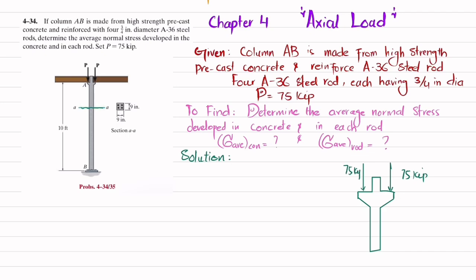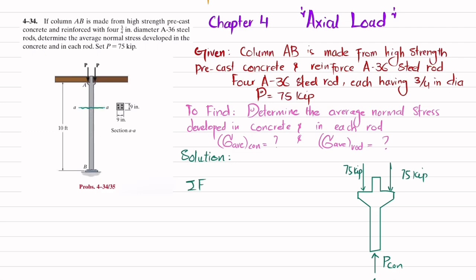Now you can see in reaction you will be having a reaction force, and this load, which is 75 and 75, will be taken by this column AB, and the column AB consists of concrete as well as A36 steel rods. Clear? So the load will be taken by the concrete and steel rod. So I will write first P concrete and P steel. So total load will be equal to P concrete plus P steel.